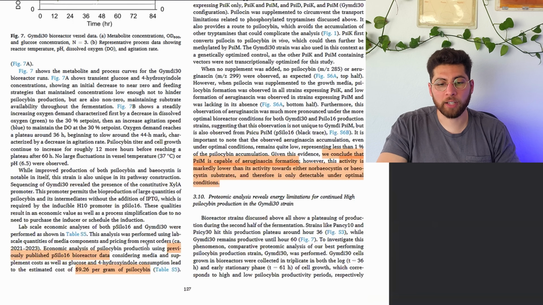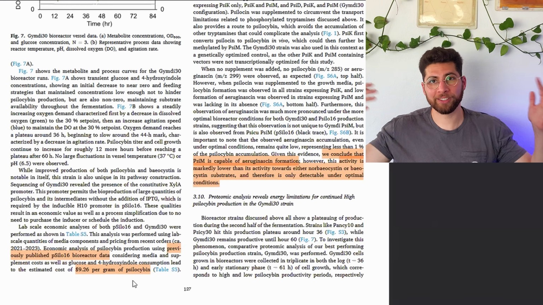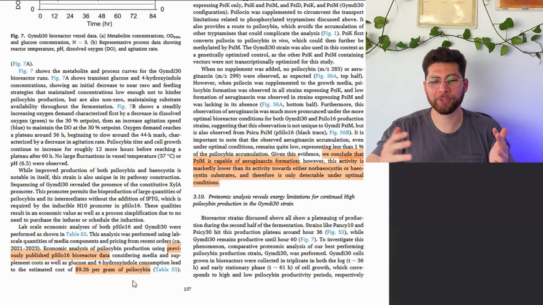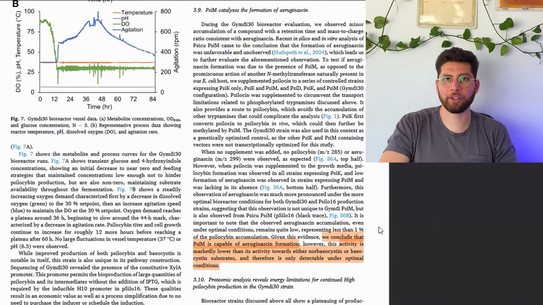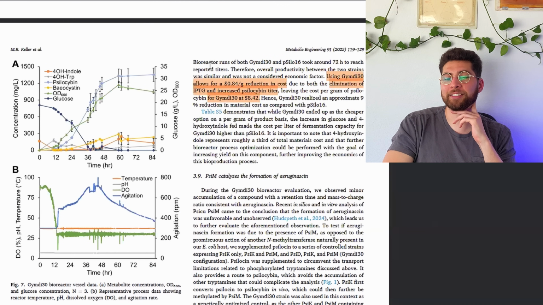So previously, for the Silo 16 bioreactor data, they estimated the cost per gram of psilocybin at a reasonable scale, maybe like hundreds of liters, is about $9 per gram of psilocybin, which is so cheap. That's like $1 per dose or less. Crazy cheap to produce. And then for this new GMD30 strain that's producing even higher titers of psilocybin, it's now closer to 80 cents per gram. Or sorry, it's an 80-cent reduction. So now it's closer to $80 per gram.